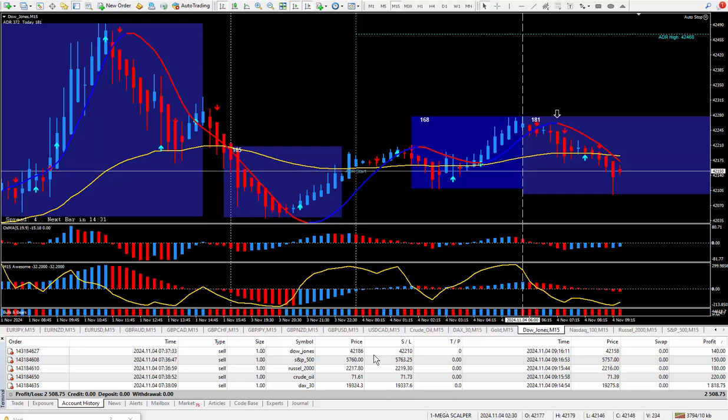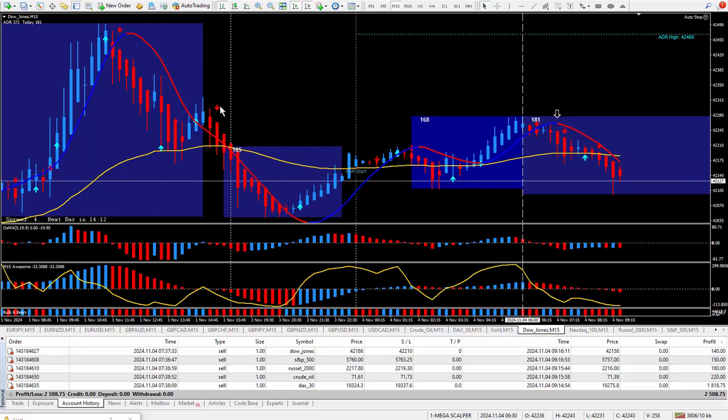I'm back again today with another 5 trades. Today's date is November the 4th, and I'm using my Mega Scalper trading system. This system uses the Heikin-Ashi candles along with the super signal indicator. That's these blue and red arrows.